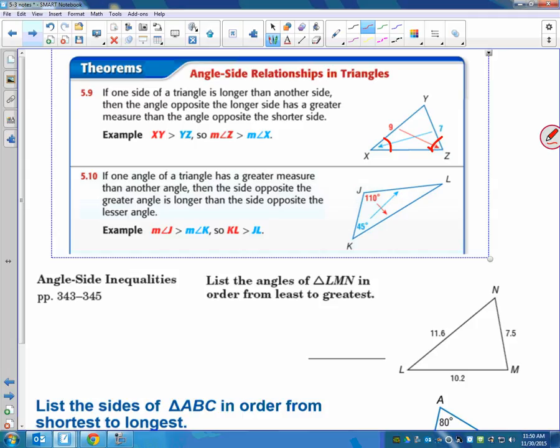If I gave you a picture with all the sides of a triangle and I didn't have any angles labeled, we can put the angles in order from least to greatest or greatest to least by just looking at the side lengths. Does that make sense? So, if I gave you this lovely triangle, LMN, and these are the side lengths, which angle is the smallest angle?